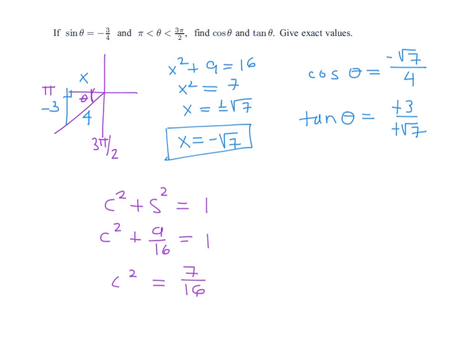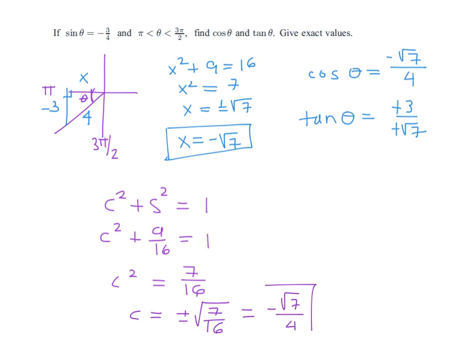Then take the square root on both sides, so we get c is equal to plus minus square root of 7 over 16. Since we're only looking at the third quadrant, cosine, the x value, must be negative, so the only answer will be negative square root of 7 over square root of 16, which is 4.